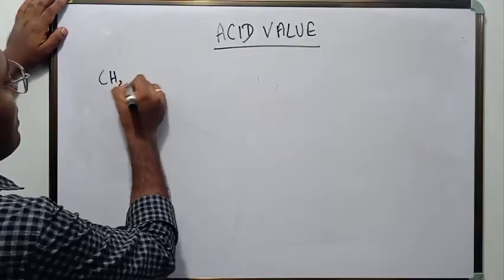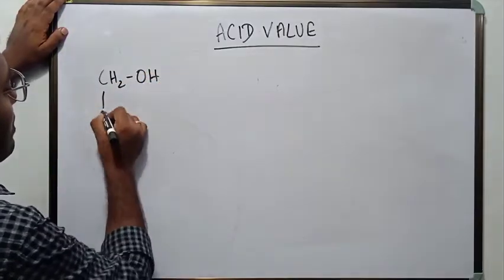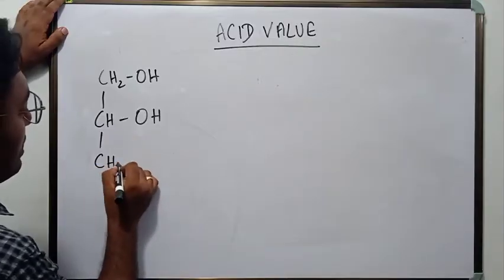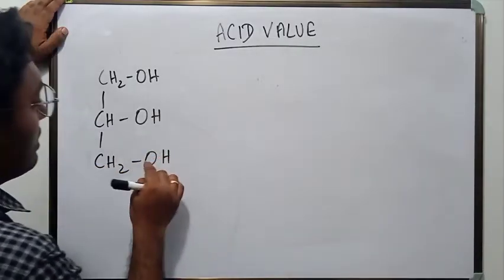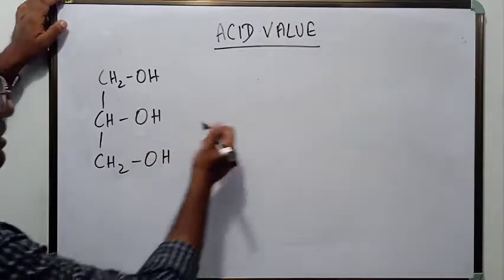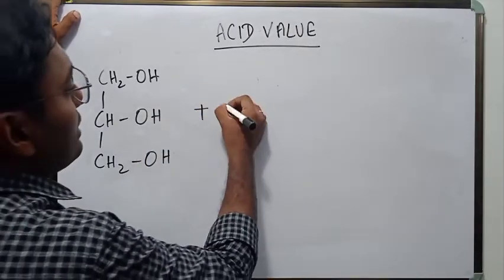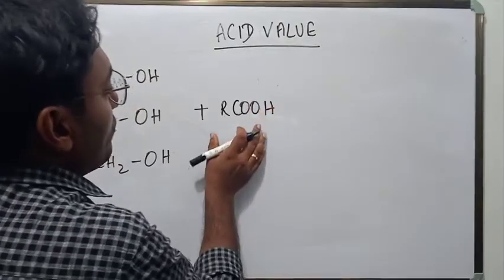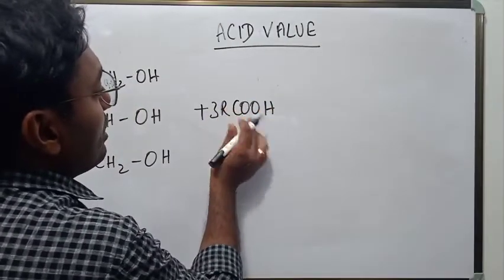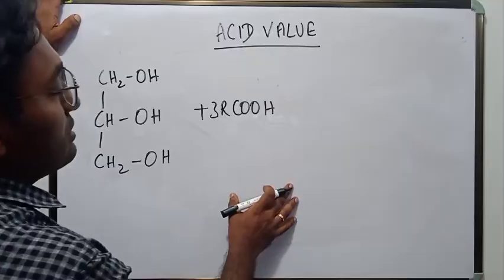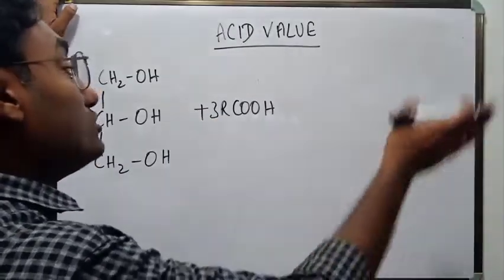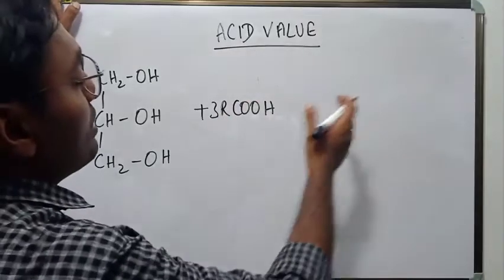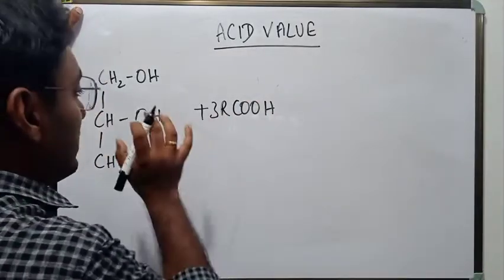One is glycerol. Glycerol is nothing but a trihydroxy alcohol. See, look at this, trihydroxy alcohol. And the second component is fatty acid. Now fatty acids are long chain carboxylic acids, not short carboxylic acids, long chain, 12, 14, 16 carbon atoms. Long chain carboxylic acids are called fatty acids.